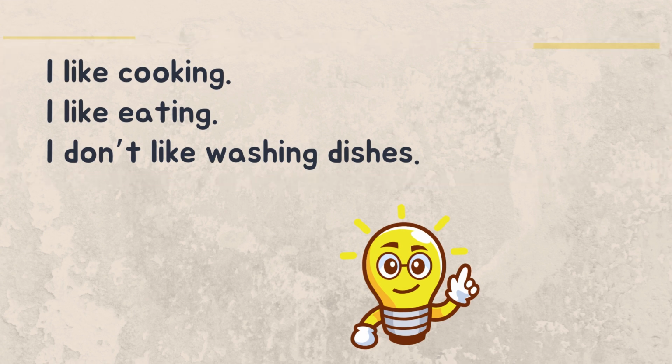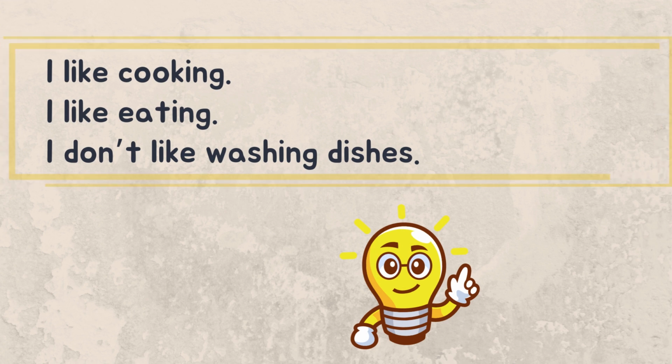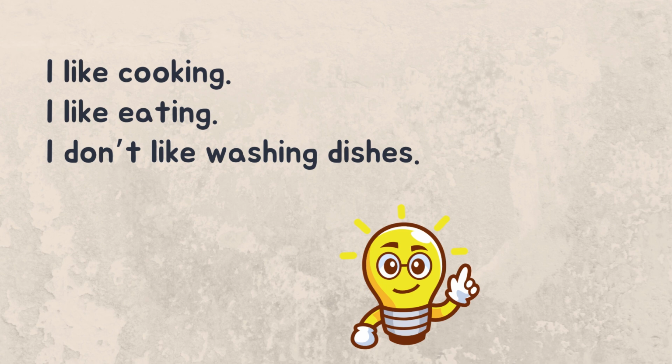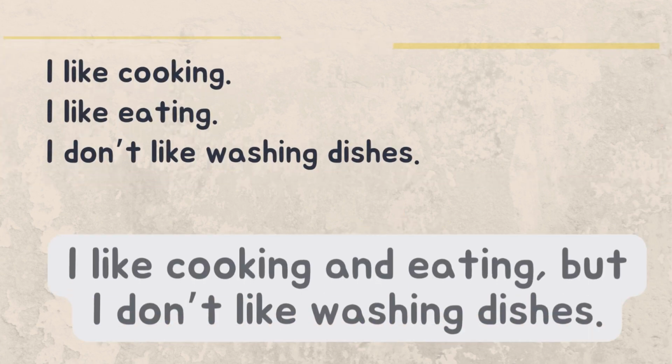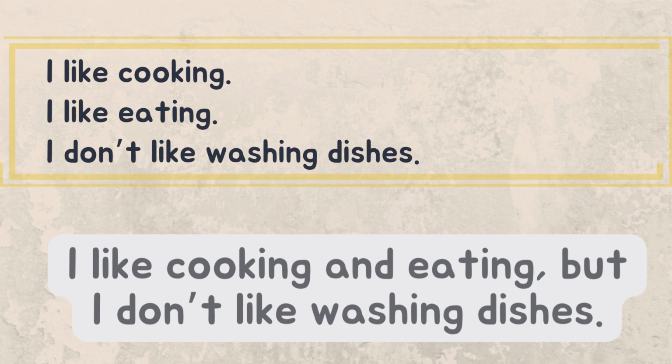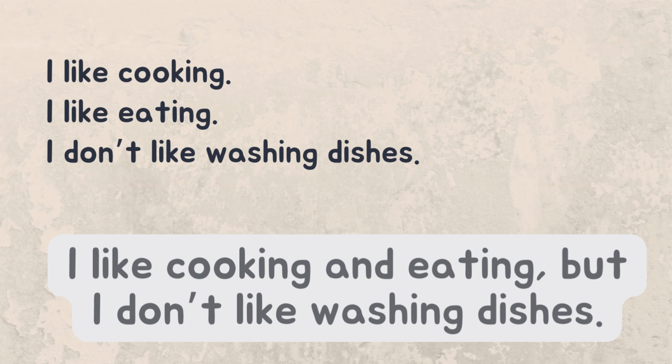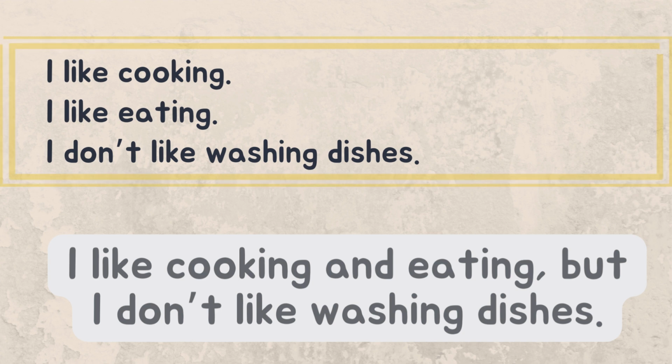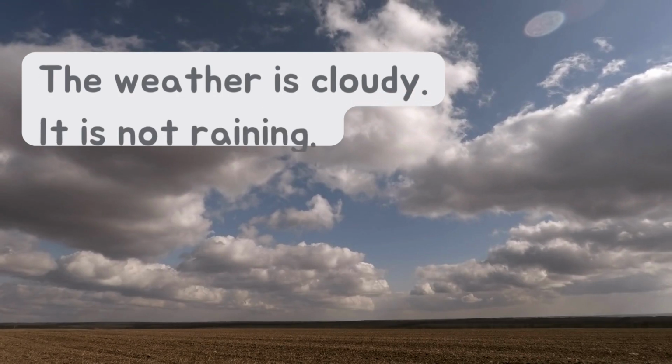I like cooking. I like eating. I don't like washing dishes. Instead of saying these three sentences, I can simply convey them in one sentence. I like cooking and eating, but I don't like washing dishes. Out of these two examples, the second one sounds more elegant as it helps us avoid the choppiness of multiple short sentences.